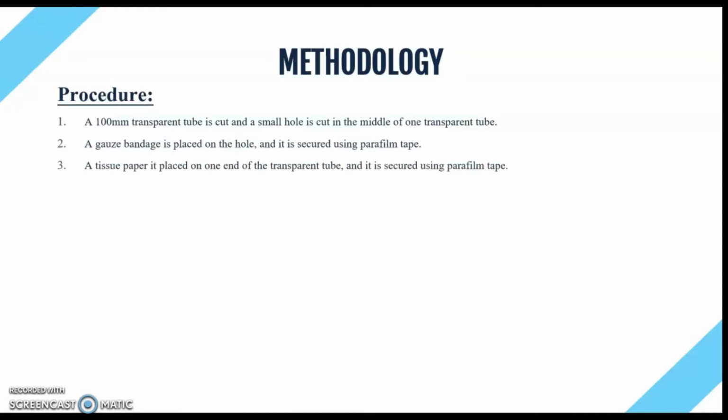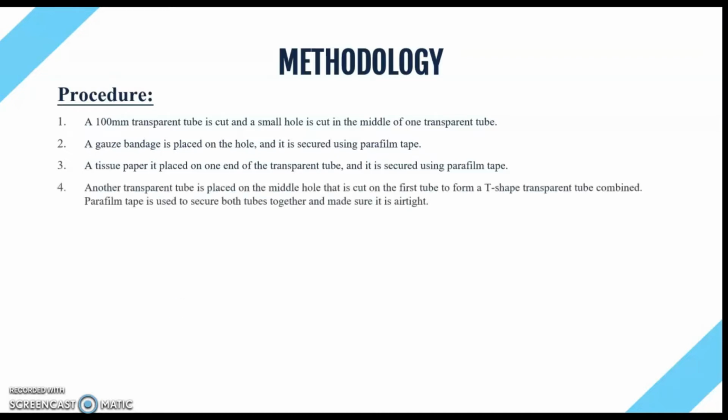A tissue paper is placed on one end of the transparent tube and it is secured using parafilm tape. Another transparent tube is placed on the middle hole that is cut on the first tube to form a T-shaped transparent tube combined. Parafilm tape is used to secure both tubes together and make sure it is airtight.